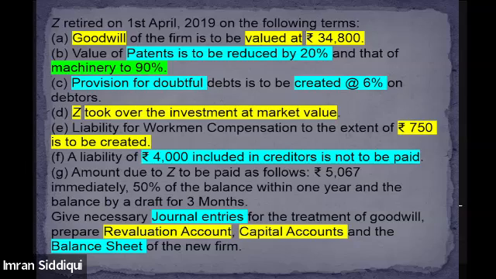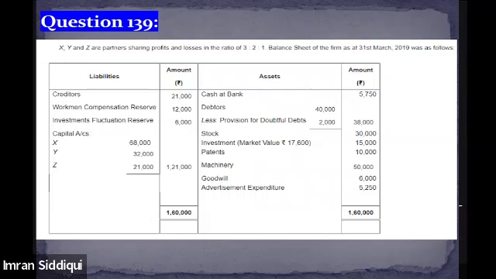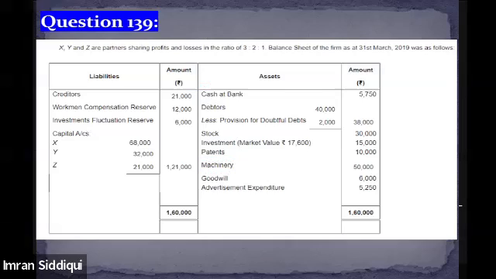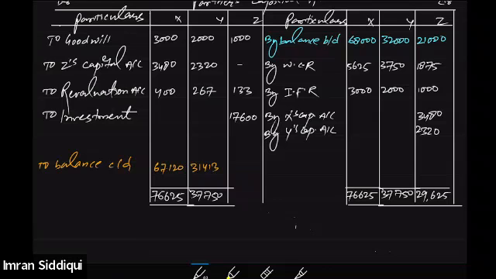Is there anything else that we need to distribute among the partners? Let me check the balance sheet one more time. I think, sir, advertisement expenses. Yeah, advertisement expenses is a loss. We need to distribute it among the partners in the old PSR. Okay, I'm sorry. So it was 5250. So let's do that as well.